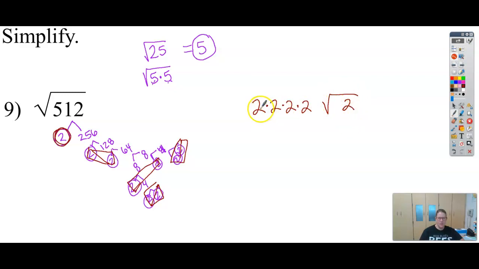So now I'm just going to go ahead and multiply these together. 2 times 2 is 4, 4 times 2 is 8, and 8 times 2 is 16. So the simplified version of the square root of 512 is 16 square roots of 2. Now again, I know your calculator would do this, but please don't use your calculator. Make a little factor tree. I need to see your work on these in order to give you credit for them. Okay? This is to help you understand what's happening when we do a square root.